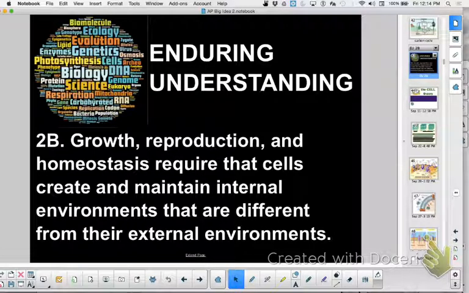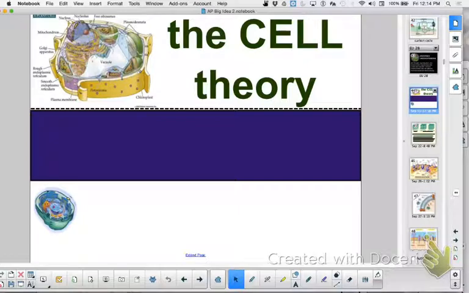So growth, reproduction, and homeostasis require that cells create and maintain internal environments that are different from external environments. What's the key word in that whole statement? Homeostasis, exactly. So the first thing we want to talk about is you create a barrier that keeps the inside different from the outside. And so we're talking about the cell theory.